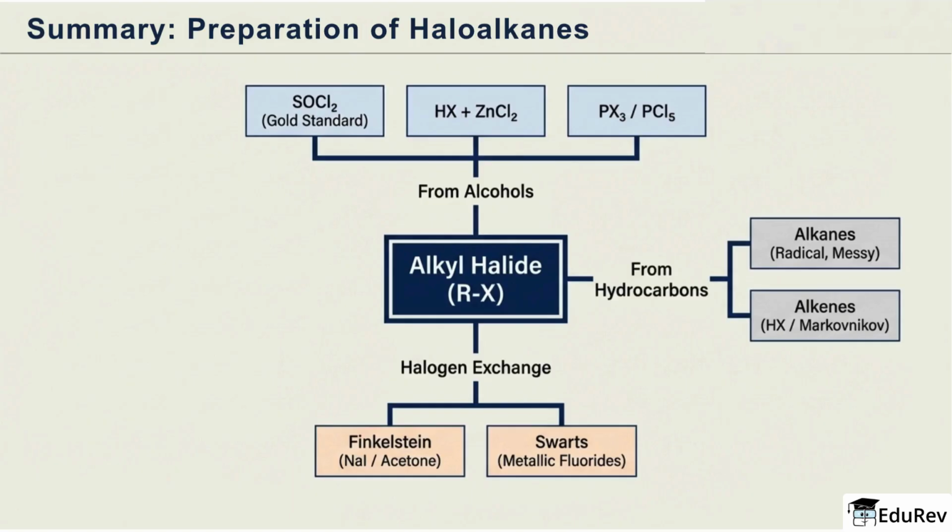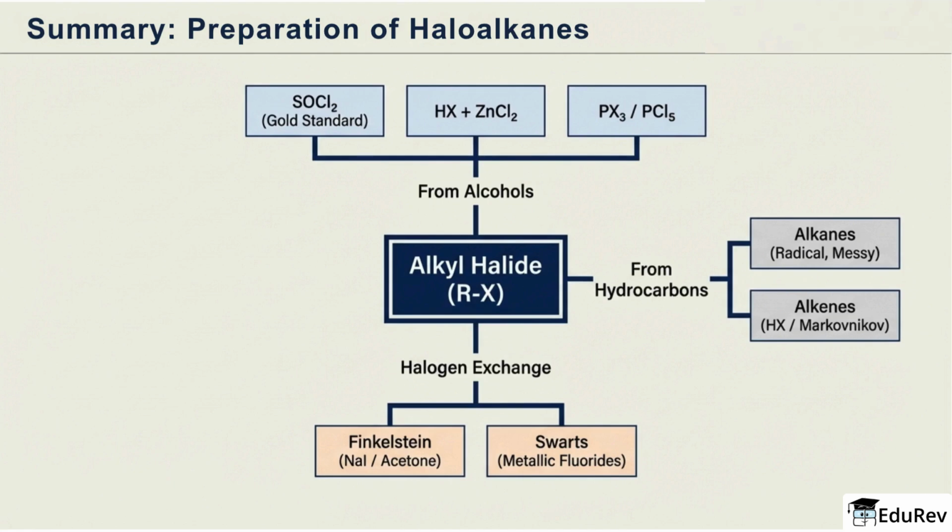Bring everything together. From alcohols, you have SOCl2 as the cleanest route, along with HX and phosphorus reagents. From hydrocarbons, alkanes give messy mixtures, while alkenes give controlled addition products. From halogen exchange, Finkelstein gives iodides and Swarts gives fluorides. Here's a summarized flowchart of all preparation methods from memory.